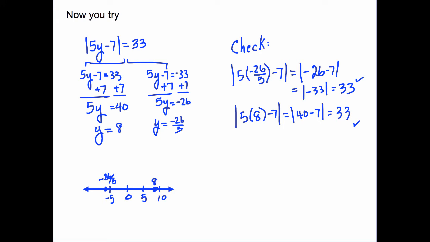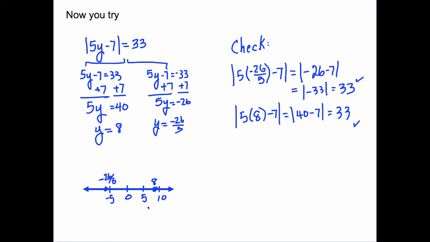And here's the third problem. The absolute value of 5y minus 7 equals 33. We split this into 5y minus 7 equals 33 and 5y minus 7 equals negative 33. Add 7 to both sides. Divide each side by 5, and we get y equals 8, and y equals negative 26 fifths.